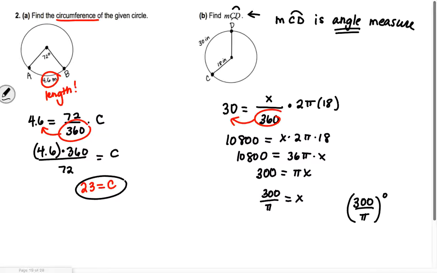Right? We usually don't write that. So in that case, I would probably get a decimal. So I would take 300 and divide by pi using the pi button on my calculator. And you'd get x equals 95.493 degrees.